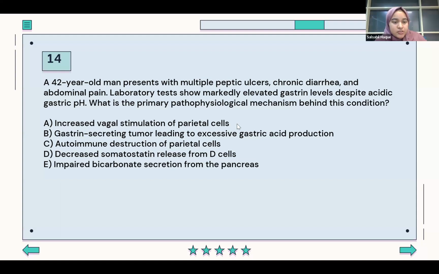All right, as you correctly mentioned, it is B. Can you tell me what disease this is?